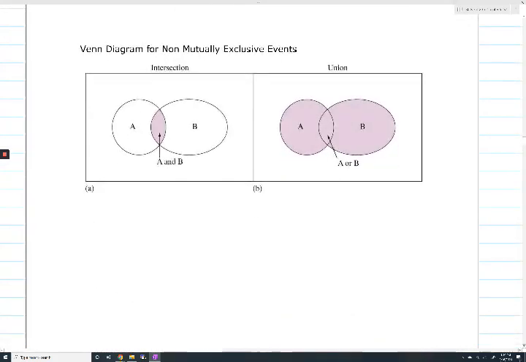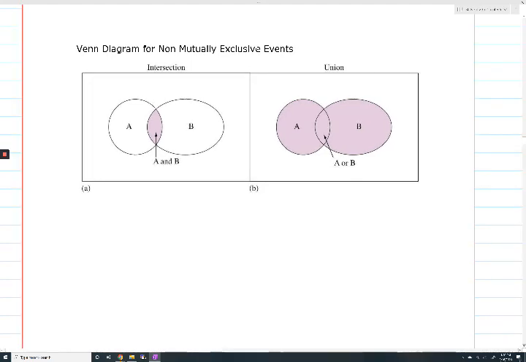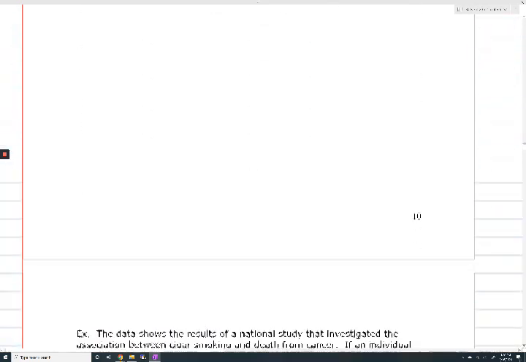So if we have a Venn diagram of non-mutually exclusive events, the intersection is A and B. The union is A or B. Union is sometimes written with a big U, and intersection is sometimes written with that other symbol. So when I'm writing my probability statements, instead of ands and ors, I will sometimes use this notation. That notation comes from logic classes, so you'll see those if you take a logic class in college.